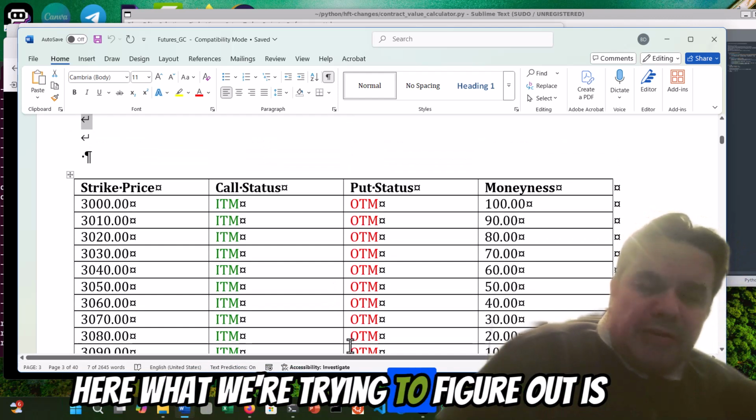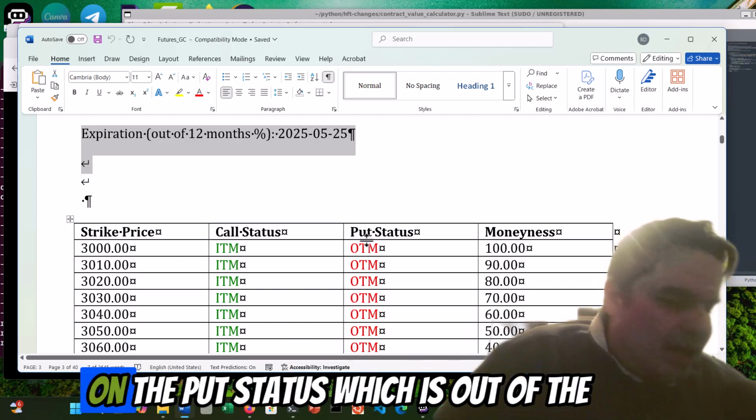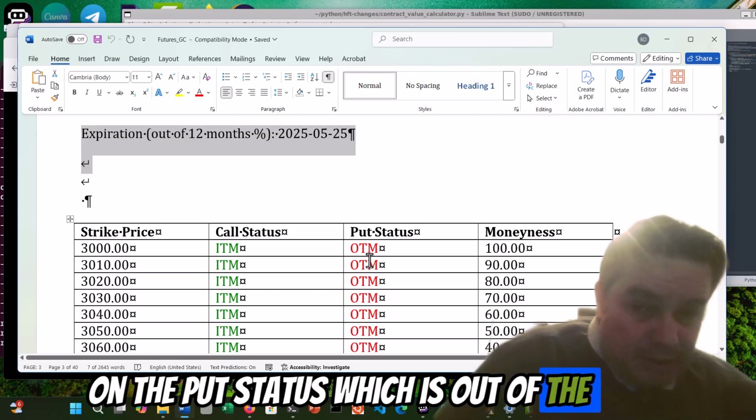So here, what we're trying to figure out is our call status, if it's in the money, or the put status, which is out of the money.